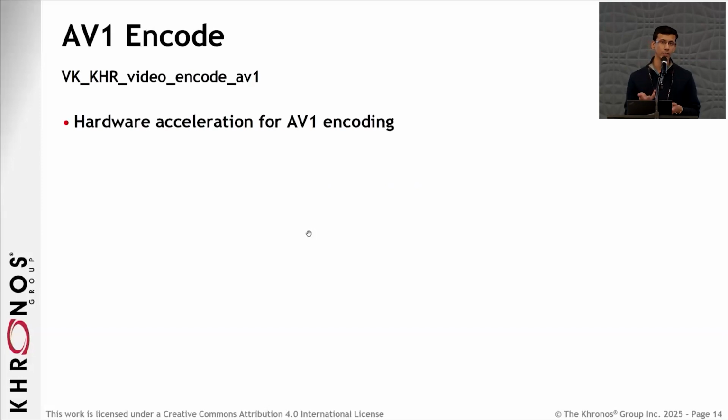The first in the list is AV1 encode. AV1 is a royalty-free codec, and it's now gaining prominence because of adoption mainly by YouTube. The AV1 encode extension allows Vulkan to access the AV1 encode hardware blocks that various IHVs are coming up with.